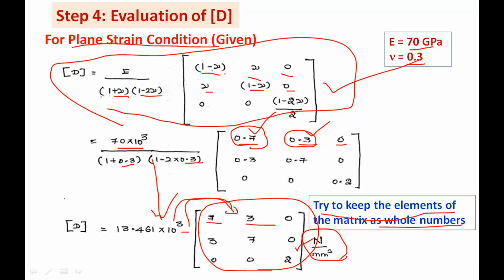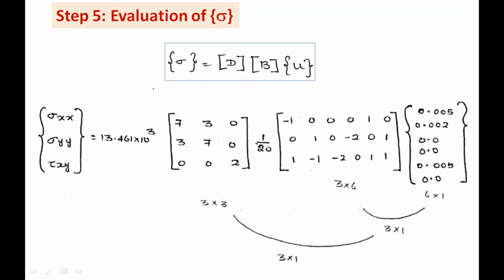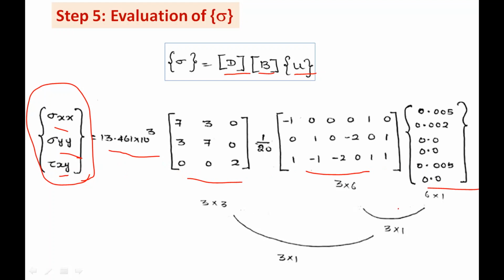After knowing the B matrix and D matrix, we are able to find the stress matrix. Let us see the evaluation of the stress. The expression for the stress matrix is D multiplied with the B matrix multiplied with the U matrix. This is the 3 by 1 stress matrix, sigma x, sigma y, tau xy, which we have to evaluate. This is the D matrix, this is the B matrix, this is the U matrix.